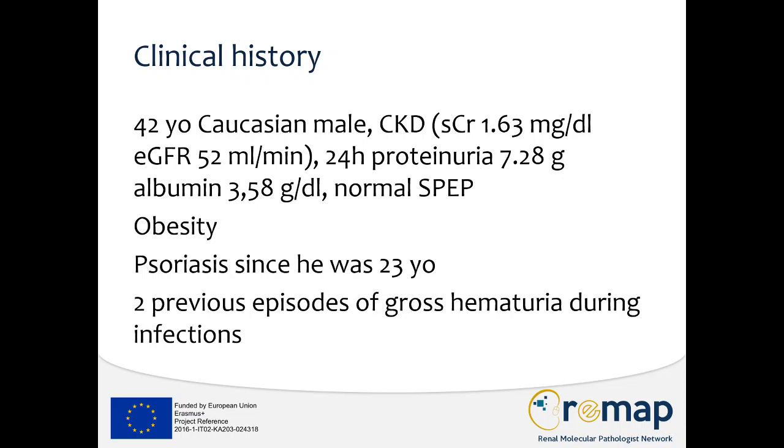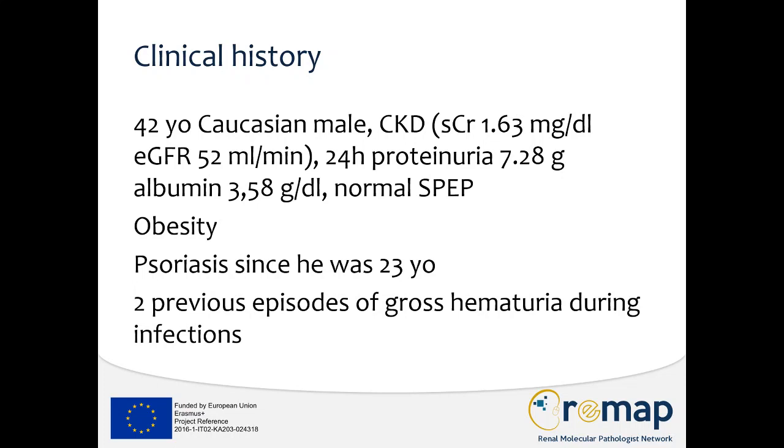He has a nephrotic range proteinuria with 7.3 grams per day of protein in the urine, but his albumin is quite good, 3.5, so he is not nephrotic. He has a normal serum electrophoresis. He is obese. He has a past medical history of psoriasis and 2 previous episodes of gross hematuria during infection. So this biopsy was referred to us by an outside hospital.